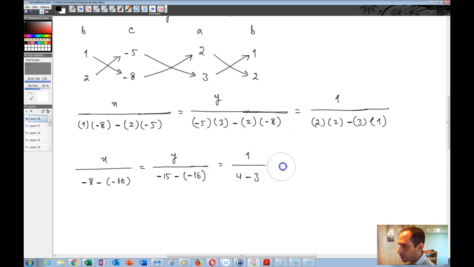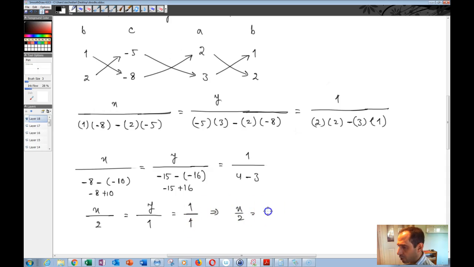Okay, and now you can write this as, well, this is the same thing as negative 8 plus 10. This is negative 15 plus 16. So you can write this as x over 10 minus 8 is equal to 2, basically y over 16 minus 15 is equal to 1, is equal to 1 over 4 minus 3 is equal to 1. So that means that x divided by 2 is equal to 1, and y divided by 1 is equal to 1. So x is equal to 2 times 1, x is equal to 2, and y is equal to 1. Okay, so that's the right answer here.